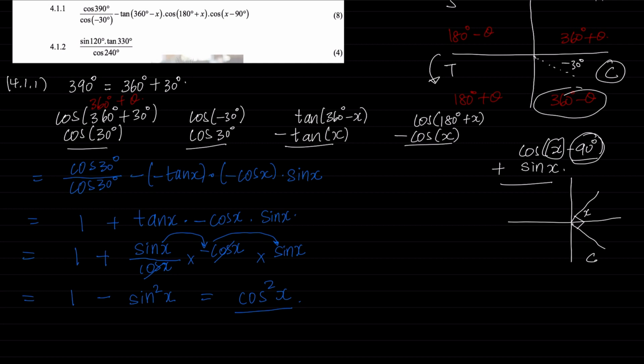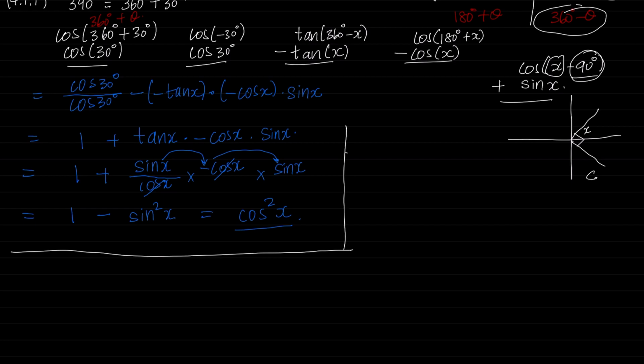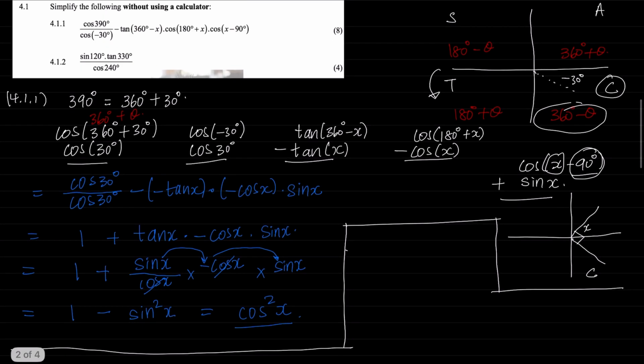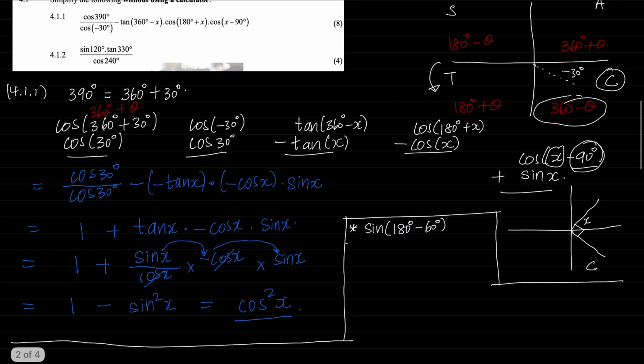Okay, next one. Question 4.1.2, sine of 120 degrees. Okay, let's just neaten this up a bit. Let's do our reductions in this corner here. So sine of 120 is the same as saying sine of 180 minus 60. Sine of 180 minus 60, or sine of 180 minus theta, is this quadrant. Sine is positive there, so that's equal to sine of 60 degrees.